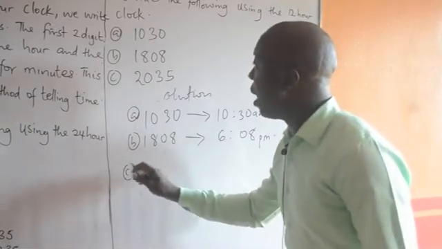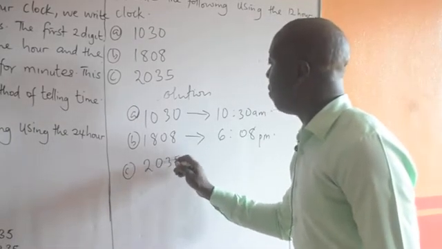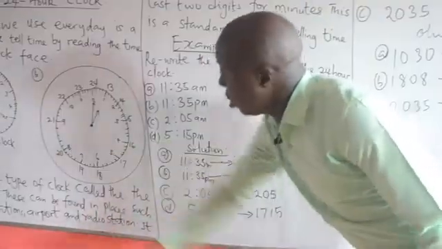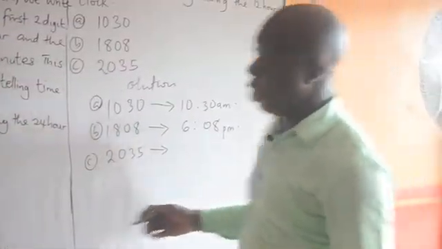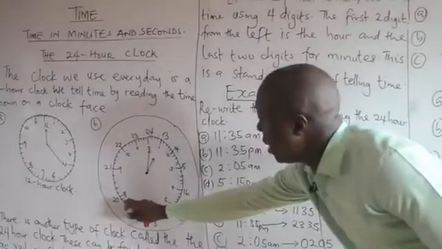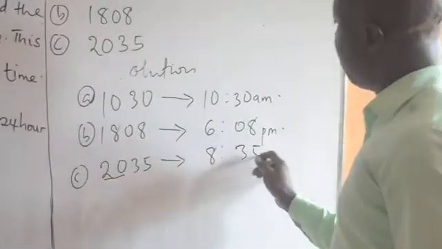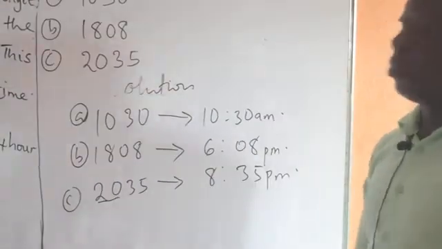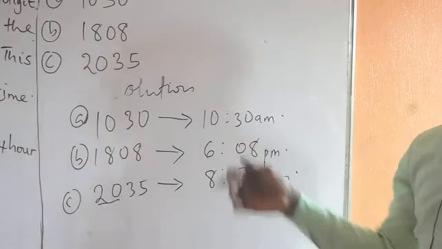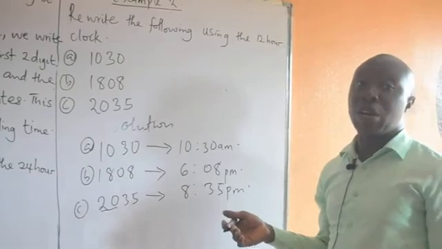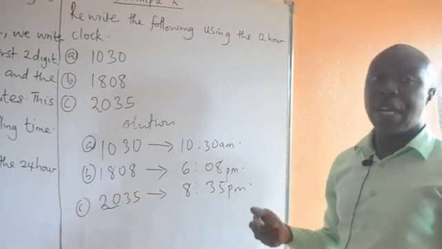And finally, we'll have 20:35. 20 represents what? 20 represents 8 in the normal 12-hour clock. So 20 represents 8, giving 8:35 p.m. So this is the method we use in writing time in either 24-hour clock or 12-hour clock.